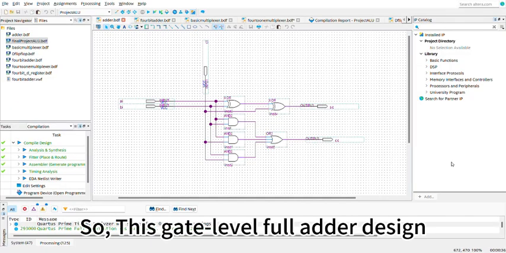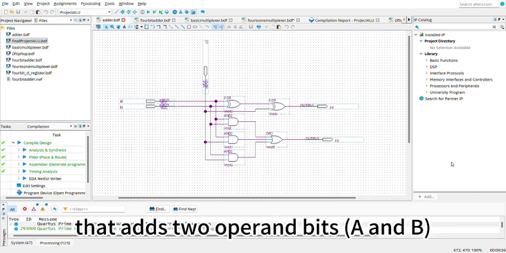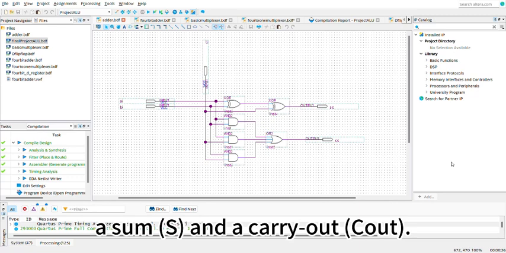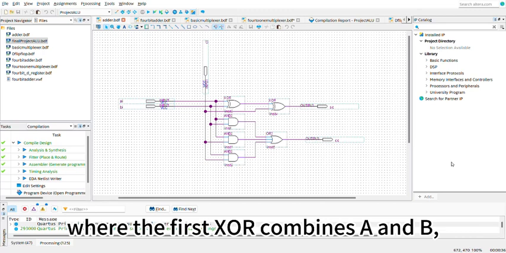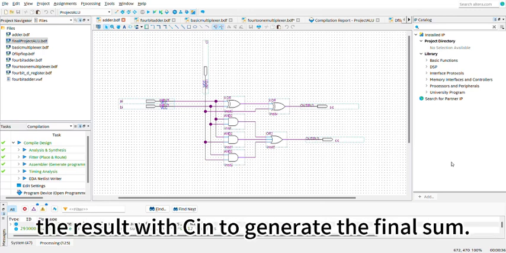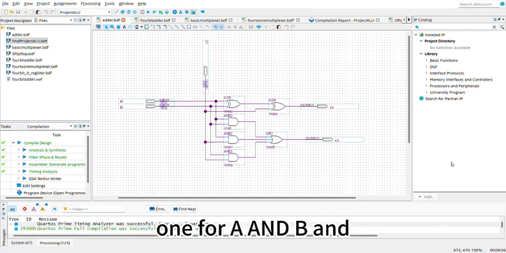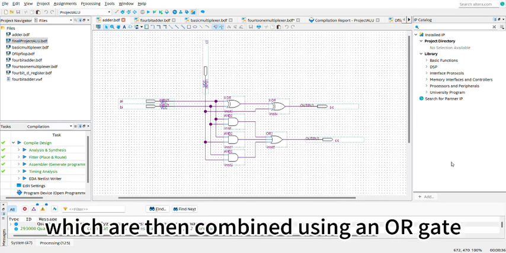So this gate level full adder design is a fundamental combinational circuit that adds two operand bits A and B and a carry in to produce a sum and a carry out. The design uses XOR gates for sum computation, where the first XOR combines A and B and the second XOR processes the result with C in to generate the final sum. AND gates calculate partial carry terms, one for A and B and another for A XOR B and C in, which are then combined using an OR gate to produce the carry out.